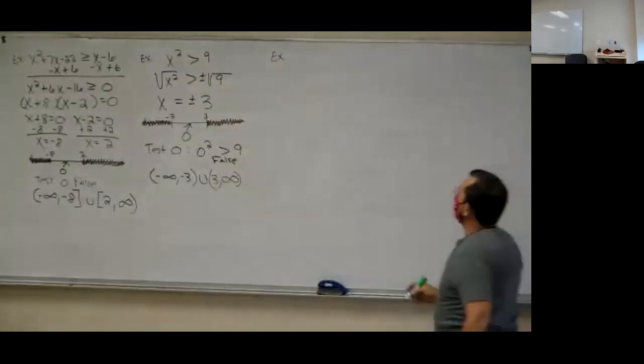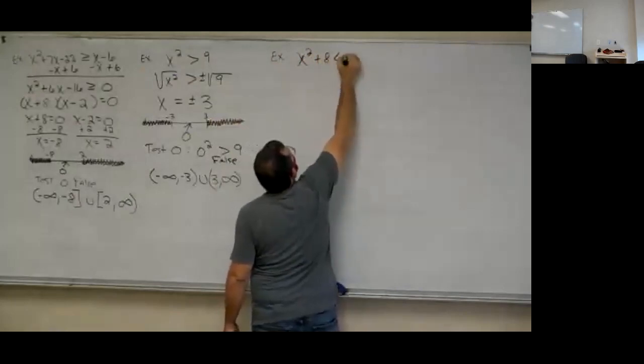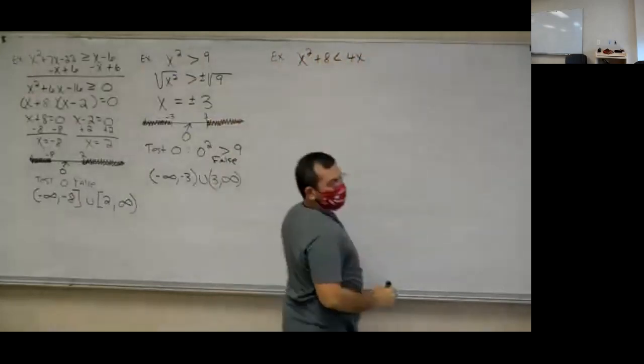X squared plus 8. So x squared plus 8 is less than 4x.